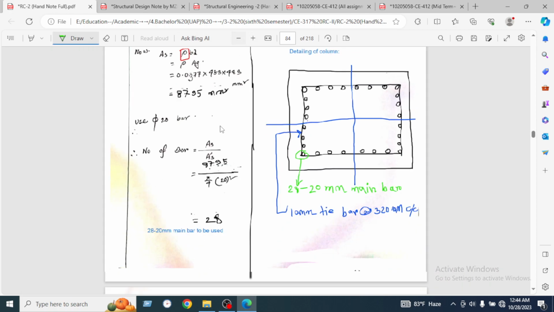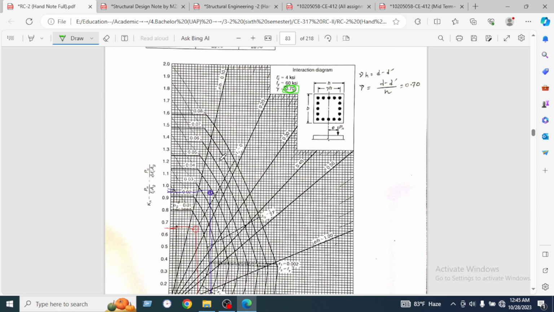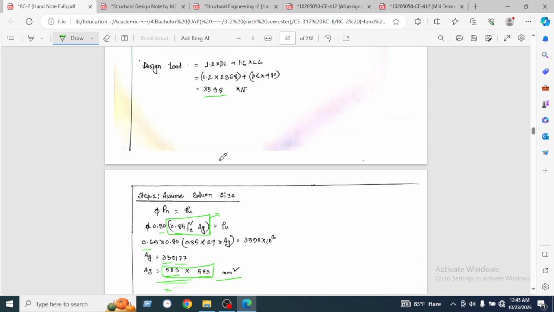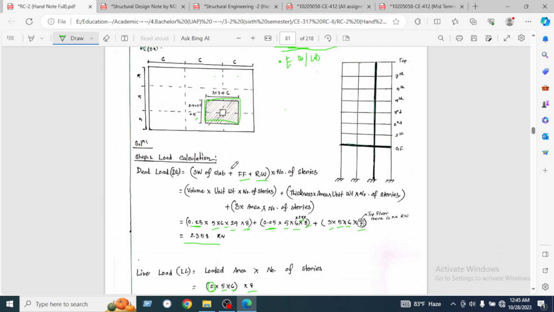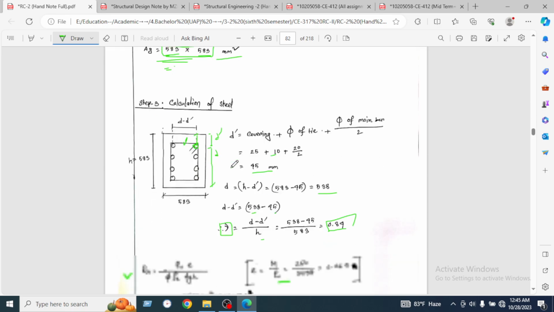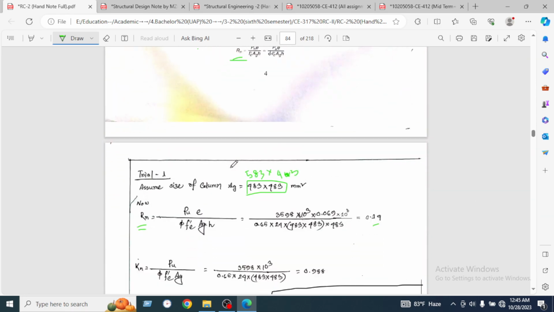So this is our example of the column design which is subjected to moment. If you have any question, then ask me.